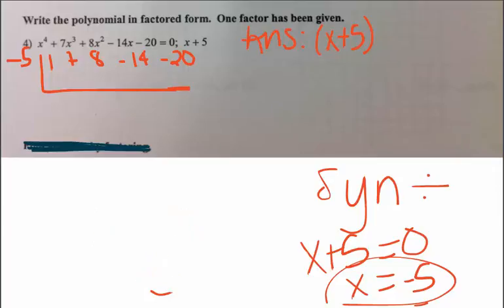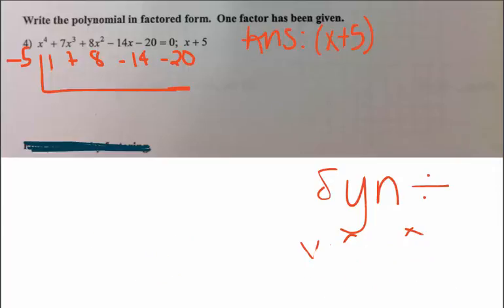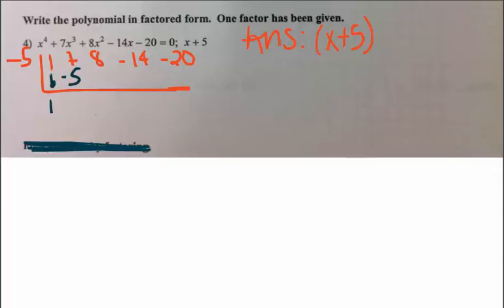And what we do when we use synthetic division, it's just the coefficients. We bring down numbers, we multiply, and fill in all the columns. So I'm going to bring down the 1, and I'm going to multiply -5, add them together, positive 2. Multiply, add together, multiply, add together, multiply, add together. Great, we got a 0 at the end.